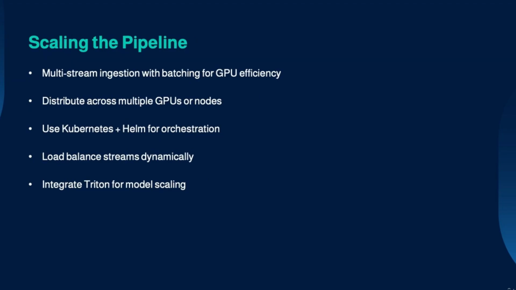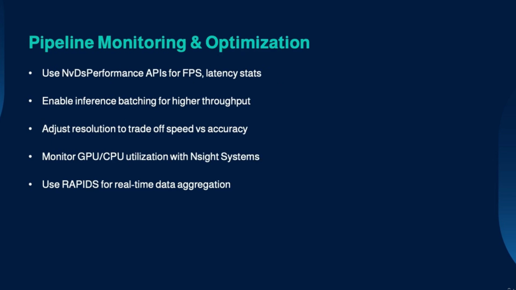As demand grows, you'll need to scale. DeepStream supports multi-stream ingestion with batching so the GPU stays busy. Pipelines can be distributed across multiple GPUs in a single server, or across multiple nodes in a Kubernetes cluster. Helm charts make orchestration straightforward, and you can dynamically load balance streams between instances. For serving AI models at scale, integrate Triton Inference Server so you can easily switch models, run A/B tests, or deploy updates without downtime.